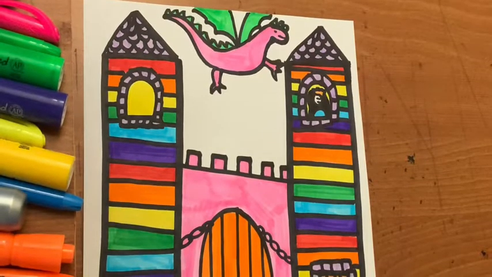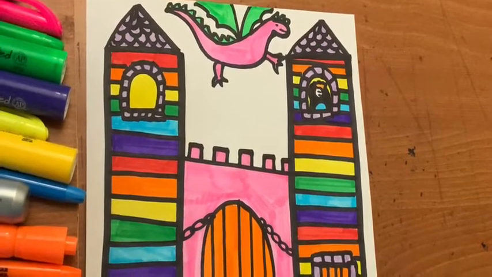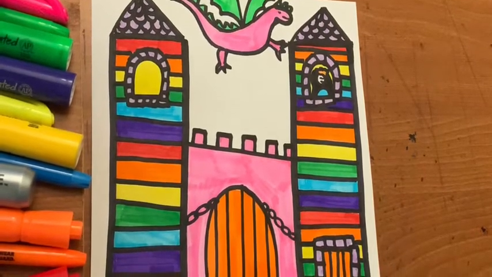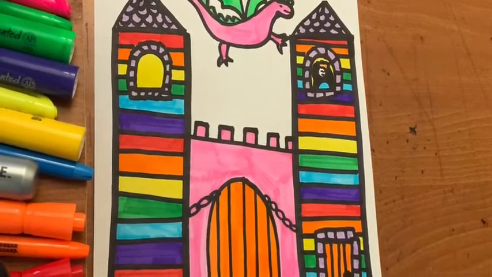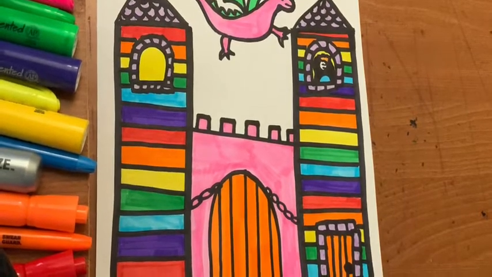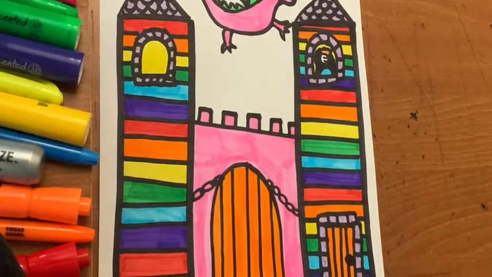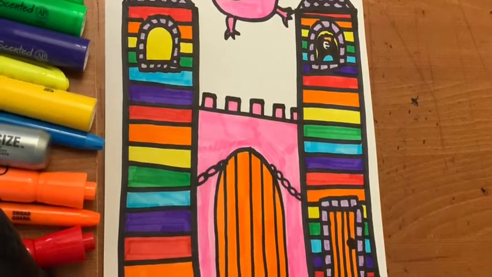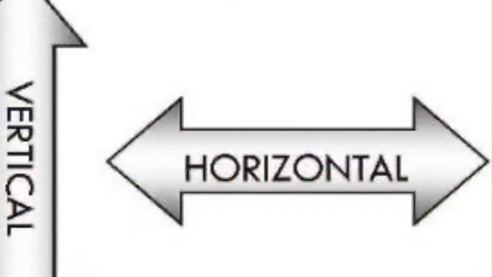Hi, Kinder friends! Today we are going to use lines to create shapes to build a beautiful fairy tale castle. We've talked a lot about lines and we've talked a lot about shapes, and now we're going to put our knowledge to use to make the castle.